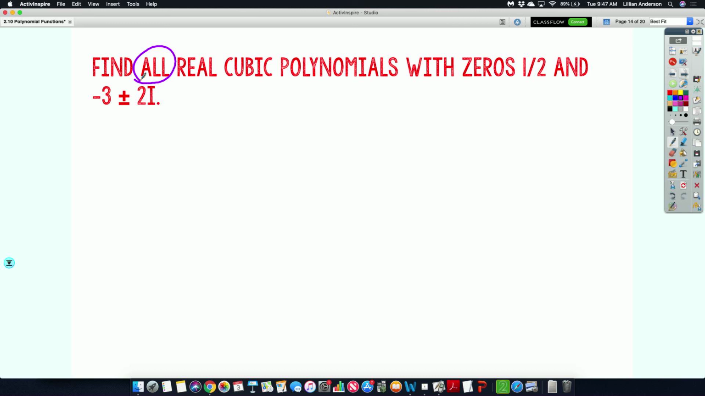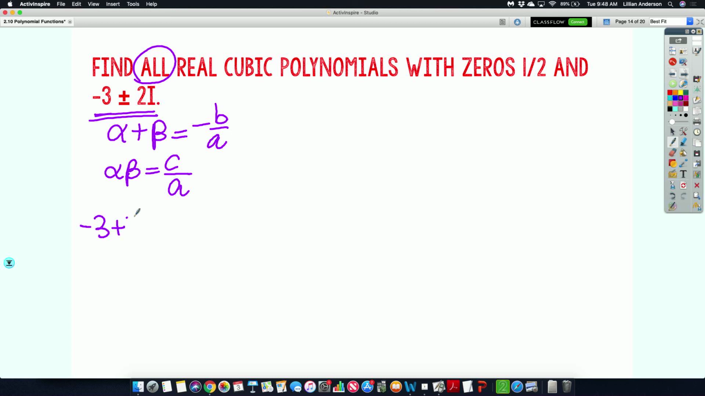Oh goodness, which one was it? That's negative b over a, and the product is c over a, okay? So what we can do is take these two imaginary zeros, because you want to work with your imaginary parts first and then incorporate your real, okay? So if I take the two zeros, which are negative 3 plus 2i and negative 3 minus 2i, and I add them, what do I get? I get negative 6.